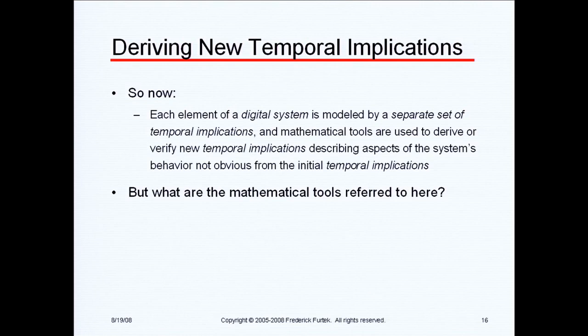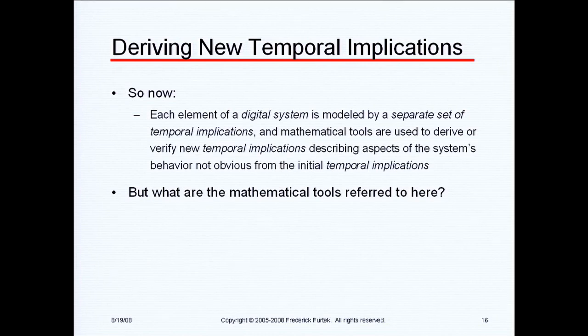So now, rephrasing that sentence we had for analog systems, we can now rephrase that as: each element of a digital system is modeled by a separate set of temporal implications, and mathematical tools are used to derive or verify new temporal implications, describing aspects of the system behavior not obvious from the initial temporal implications.